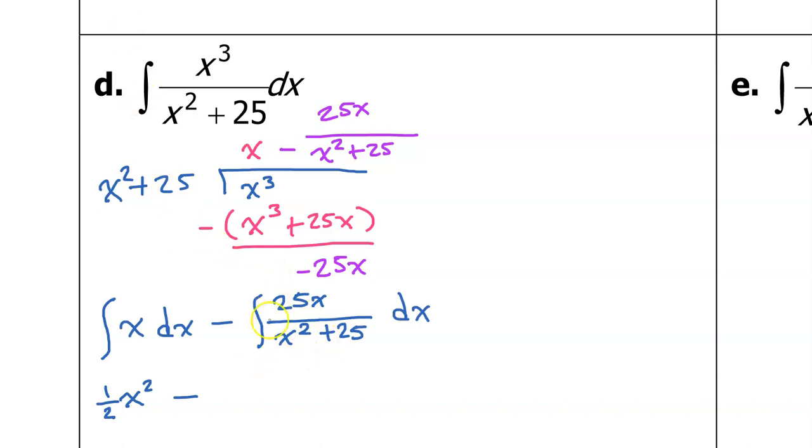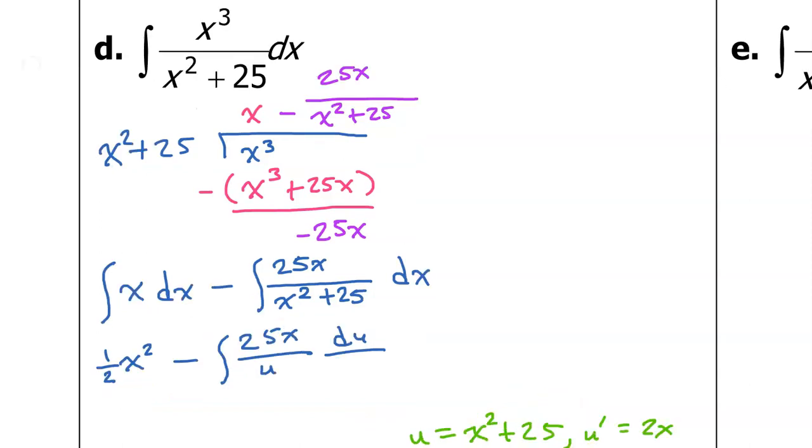I notice that the degree of the denominator wins by exactly 1. So that tells me that U-substitution should apply. Let's let U equal the entire denominator. So U will equal x squared plus 25, which means that U prime will equal 2x.